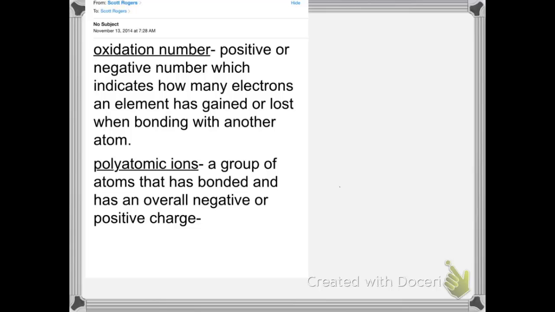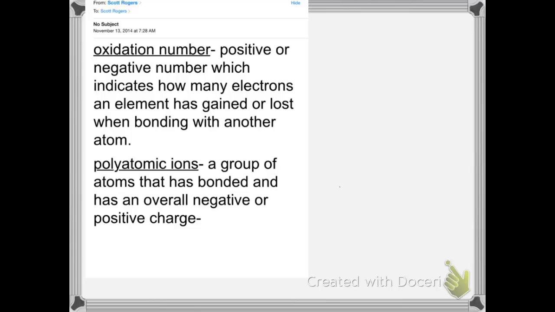We're talking about oxidation numbers and how we figure out the oxidation number of different elements. An oxidation number is a positive or negative number which indicates how many electrons an element has gained or lost when bonding with another atom. If it's gained electrons, it now has an overall negative charge. If it's lost electrons, its charge is overall positive. It's all about having that positive or negative charge and how many electrons compared to how many protons it has.